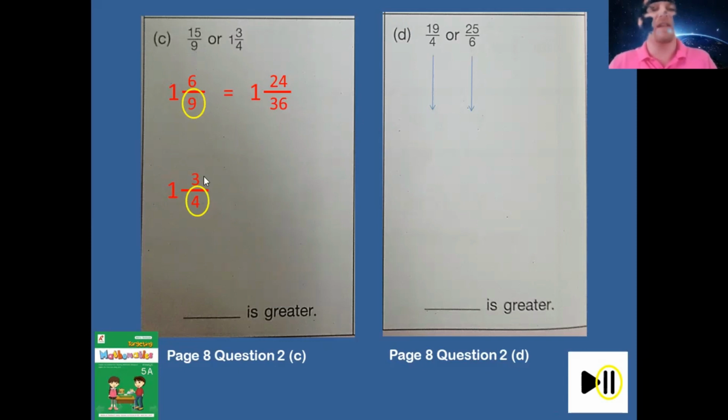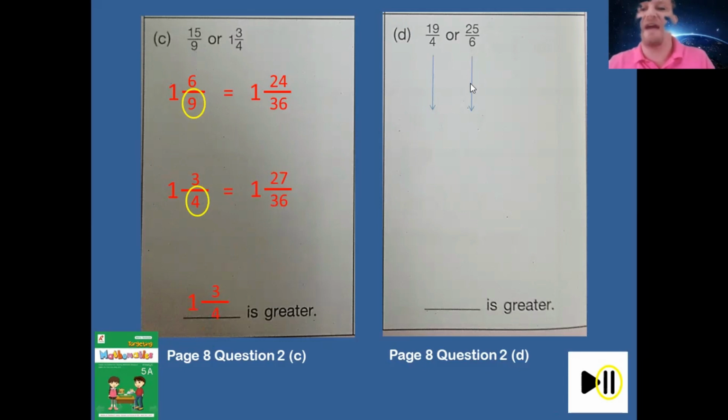How about 1 and 3 over 4? We must do 4 times 9, which gives us 36, and 3 times 9, which gives us 27. So now, again, we can clearly see which mixed number is greater. And so at the bottom here, we would write 1 and 3 over 4 is greater. Okay, there we go.